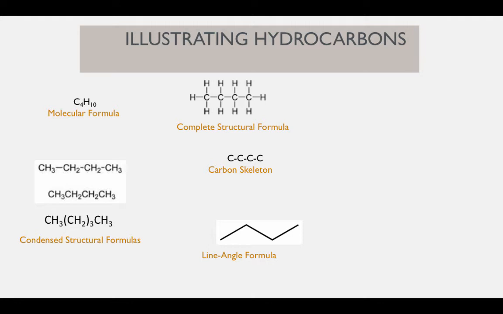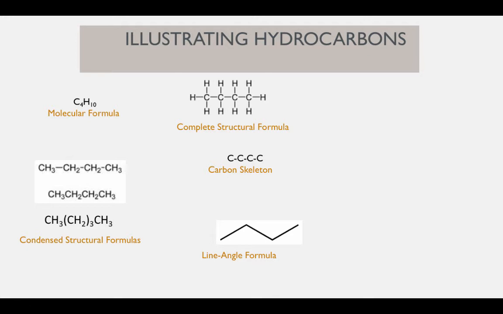Here are some illustrations of hydrocarbons. Using butane, which is C4H10, you draw the structure with the four carbons as the backbone, or the carbon skeleton, and you surround it by the hydrogens. Please make sure to draw all of these models and name them. The complete structural formula has the backbone of the carbon, or the carbon skeleton.